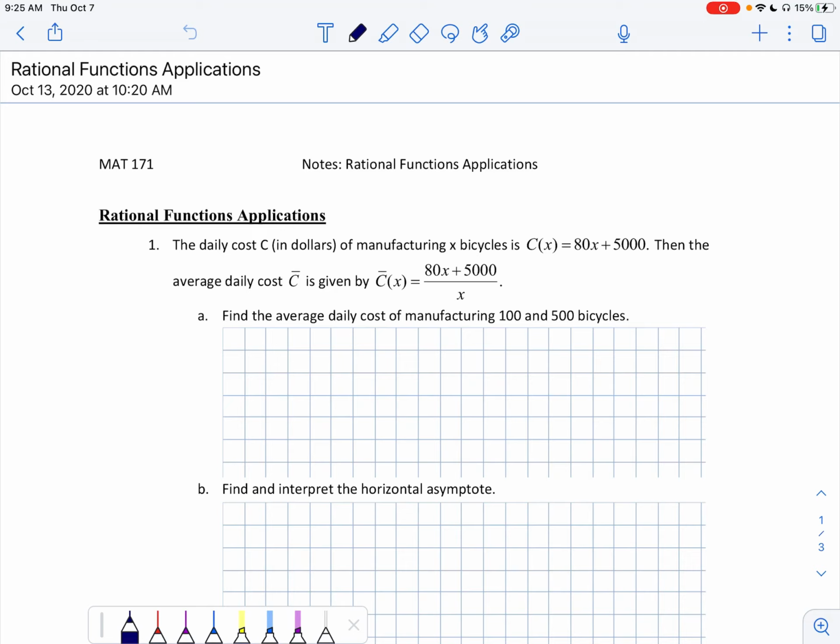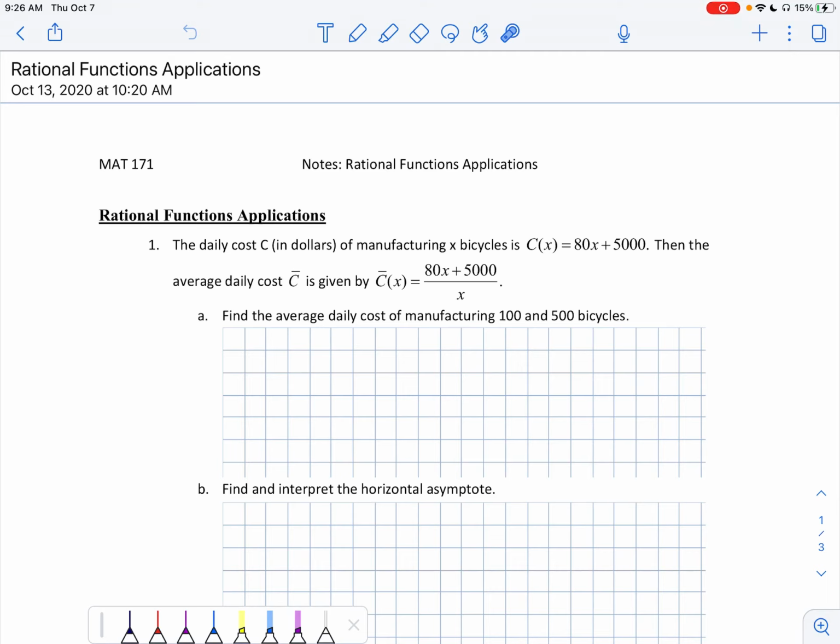In this video, we're going to look at some applications of rational functions. So the first example we're going to look at here is looking at the daily cost of manufacturing bicycles. So we have this function c of x that is equal to 80x plus 5,000. So our c of x is the cost of manufacturing bicycles in dollars, and x is the number of bicycles.